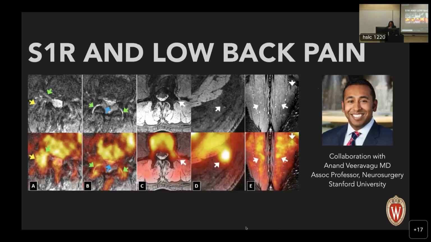I'm working with Dr. Anand Veeravagu. I'm not sure if you guys know him, but really wonderful individual. He's been now sending me patients with low back pain, and here are just some representative images from this collection of patients. Here in column A, we have uptake in the nerve foramina as well as one of the facets, but not so much in the contralateral facet. So this is helping him tailor each patient's pain experience.